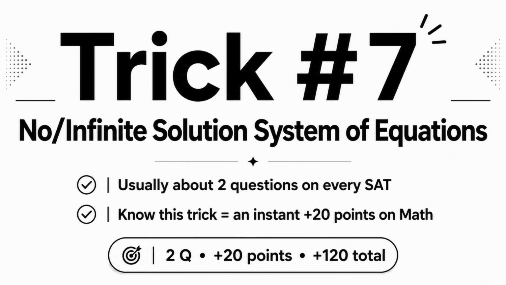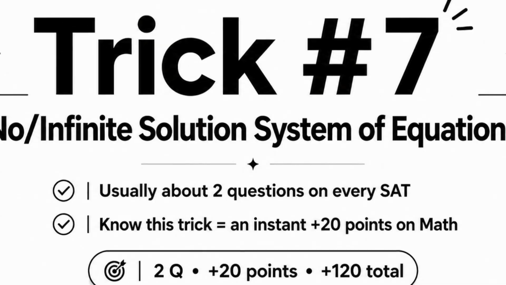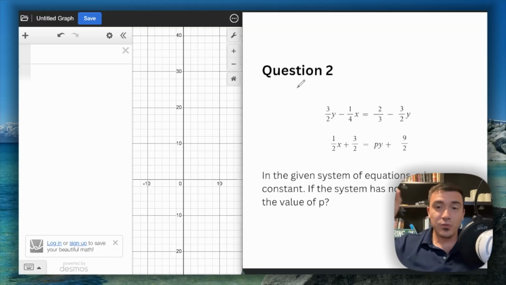The 7th and final trick is on no solution and infinite solution system of equations. These are super common. There's usually about 2 of them every single test. So knowing this trick can easily get you 20 extra points, which would now put you at 120 extra points.